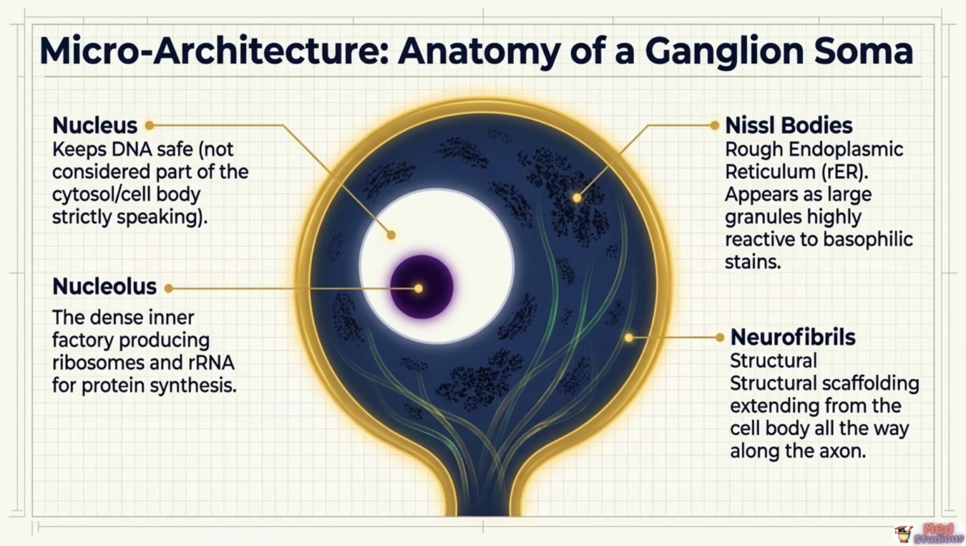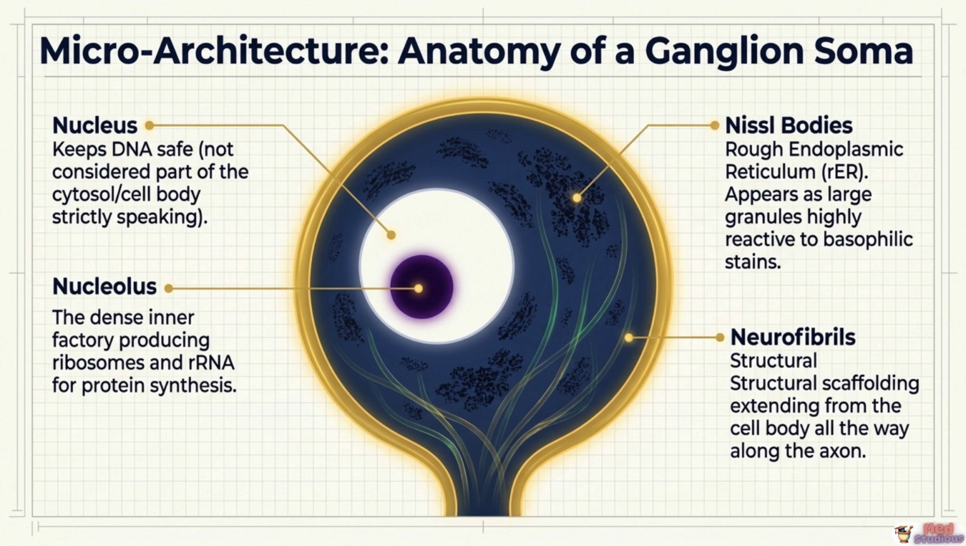Let's zoom in to 400x magnification and deconstruct the microarchitecture of an individual neuron housed inside this ganglion. The main body is the soma, the metabolic factory of the cell. Right in its center is a large, pale nucleus, which safely houses the DNA blueprint. Inside that nucleus is a dark, prominent dot called the nucleolus, which acts as a dense factory, continuously producing ribosomes and rRNA.